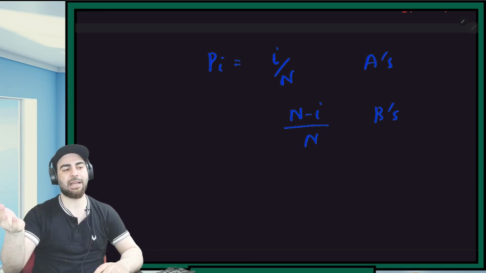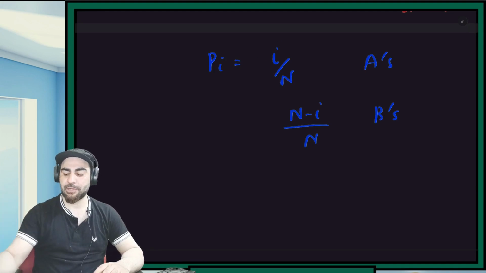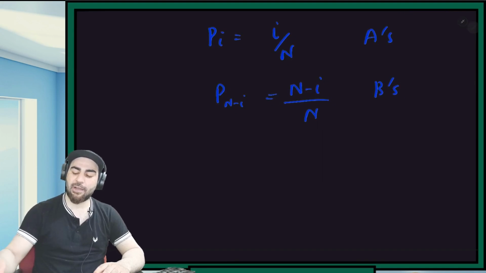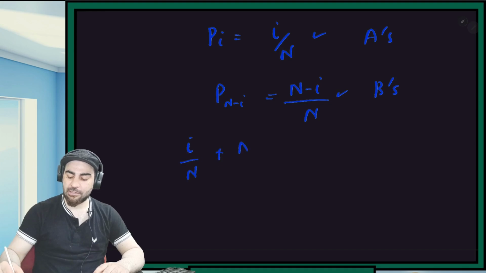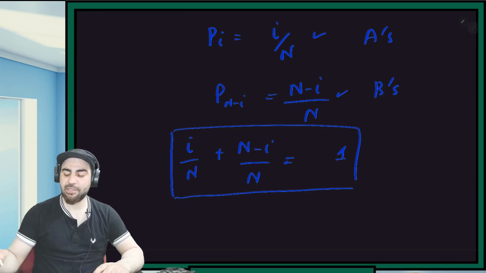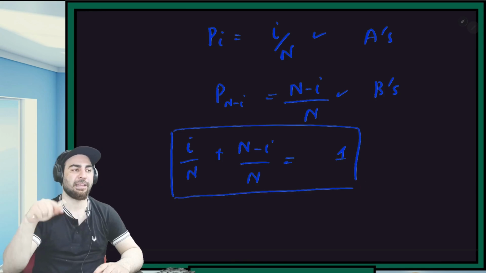Now by symmetry I can do the same for person B. Person B had n minus I dollars, so just substituting I by n minus I, this is the probability of B winning, n minus I divided by n. Okay, so now if I add these two things, I plus n minus I divided by n, this will come out to be 1. That basically means either A will win or B will win.